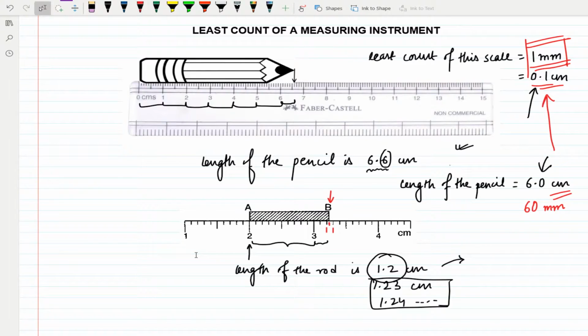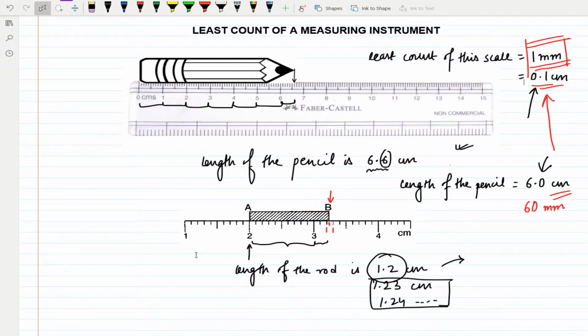Now from this example it is very much clear that a meter scale can be used to measure length only up to one decimal place. It cannot measure length up to the second decimal place of a centimeter. That means two decimal places if we are measuring it in centimeter.